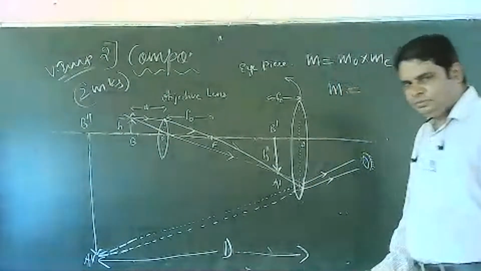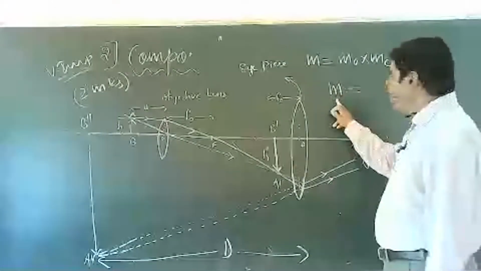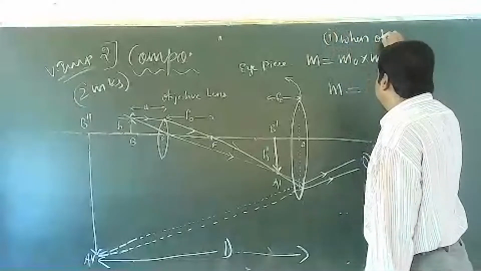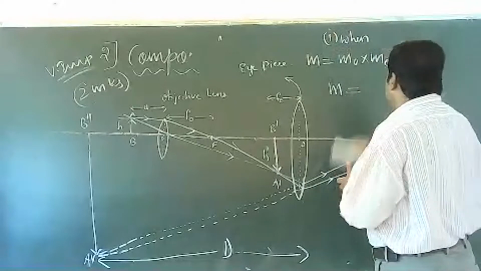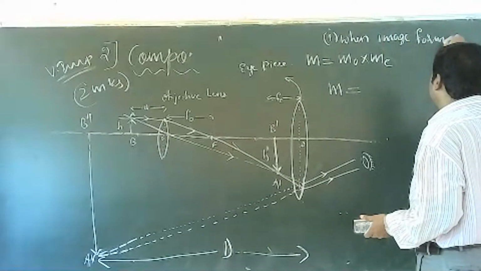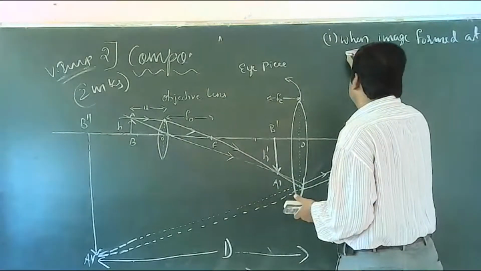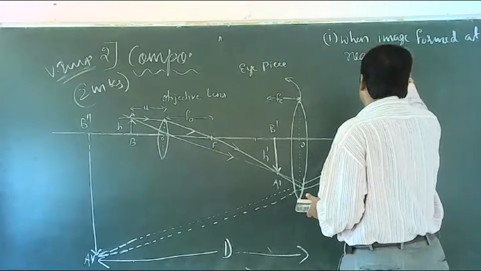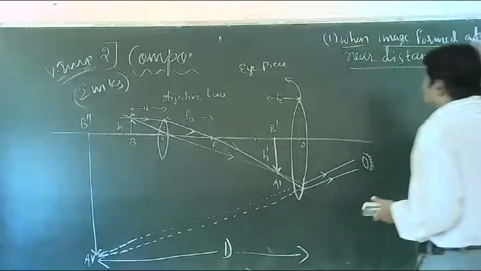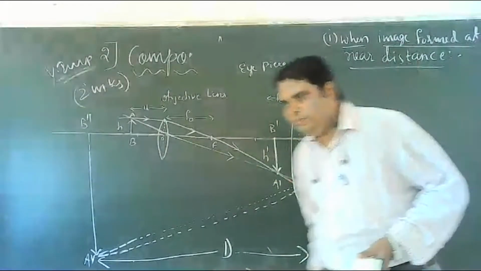Here, let us directly remember the formula for magnification. Total magnification when the image is formed at near distance, in case of a compound microscope. Once again.